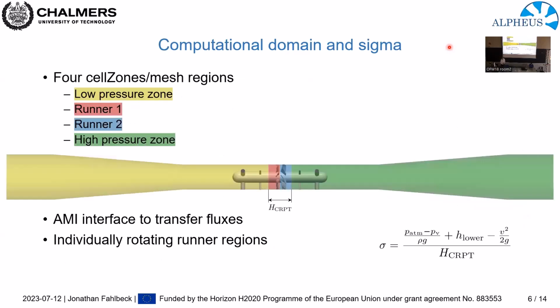So just a quick view of how the computational domain is characterized. 4 different cell zones: 1 low pressure zone, 1 high pressure zone, and then we have the 2 runners. And the AMI interface is applied to transfer fluxes between these 4 regions. And the 2 runners rotate individually by describing a solid body rotation to the runner domains. And here's just a clarification of where the head of the machine is calculated. It's based on the total pressure over this small area here.